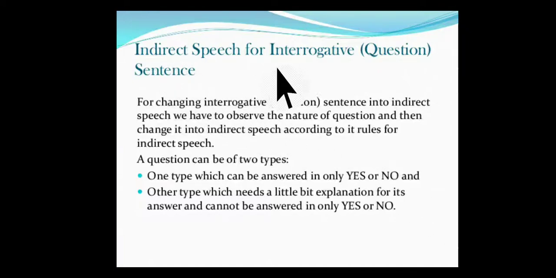So, indirect speech of interrogative (question mark) sentences. For changing interrogative sentences into indirect speech, we have to observe the nature of the question and then change it into indirect speech according to its rules. A question can be of two types. One type can be answered only in yes or no, and the other type needs a little bit of explanation for its answer and cannot be answered in yes or no.